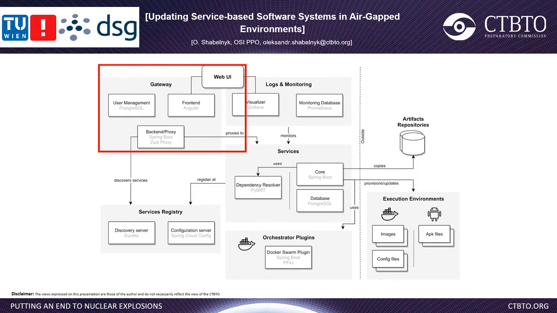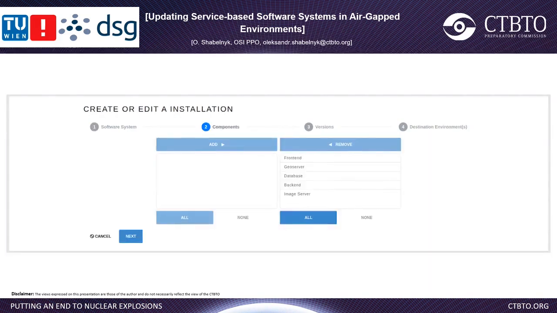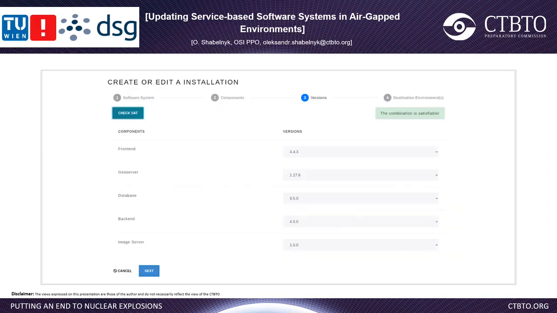The user responsible for the preparation of an update selects an available system and defines which of its services are subject for an update. For example, here the user selects the Geospatial Information Management System. Then he or she wishes to update simply all services, namely frontend, GeoServer, database, etc. Step 2. The dependency resolver delivers a satisfiable combination of service versions. Here, a procedure is applied to get all correct combinations, so the user may pick a version from available ones. Later, I will explain what dependency resolution procedure we employ.